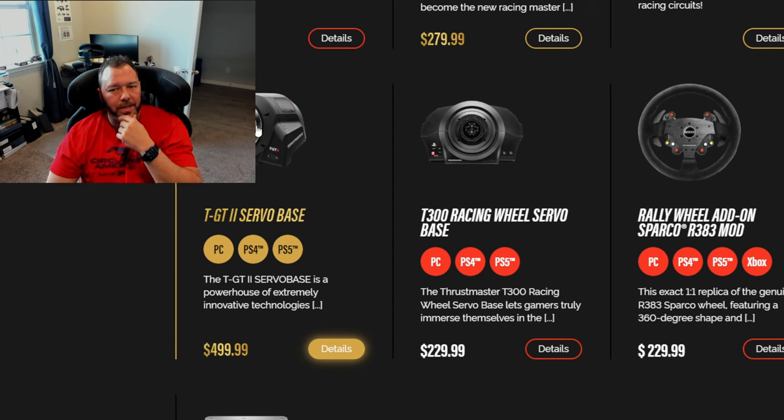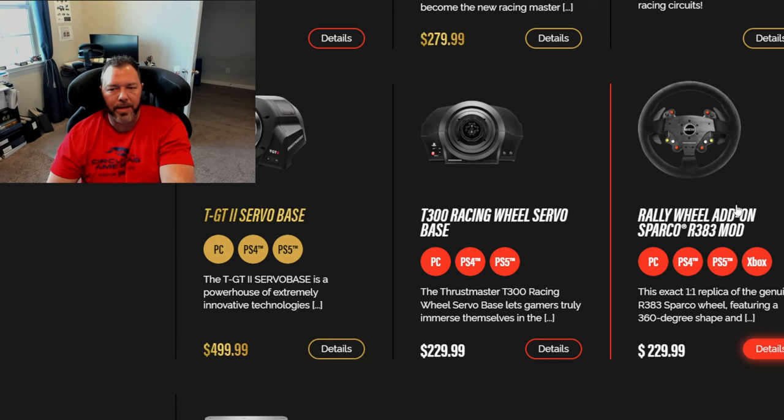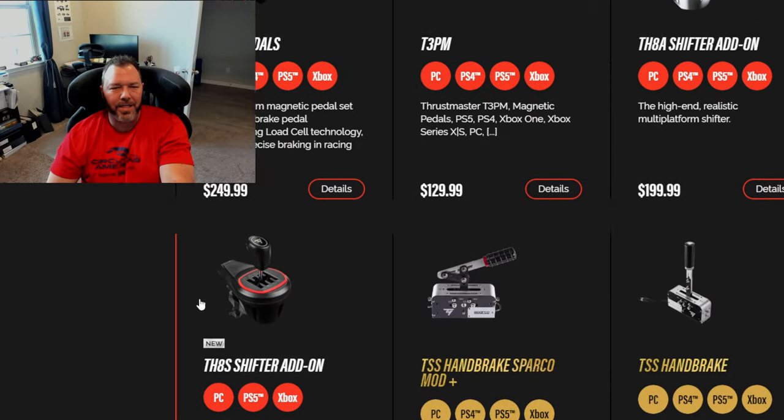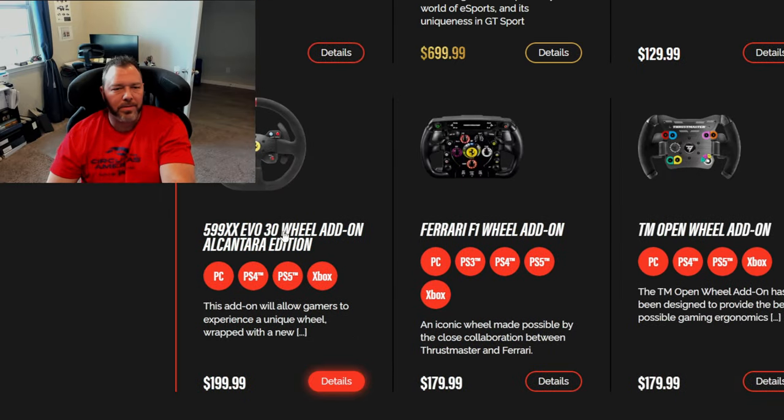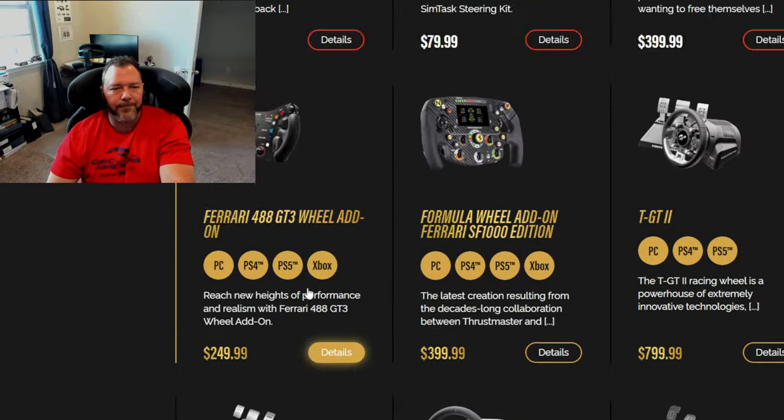If you don't like the stock wheel, which I didn't, I did, but I didn't. I'd rather have an Alcantara wheel. I would just get the $499 TGT2 servo here, the wheelbase itself, and then pick a wheel you like. This R383, I actually had the D-shaped wheel, which I don't see here. It wasn't that one. It was a Sparkle one.